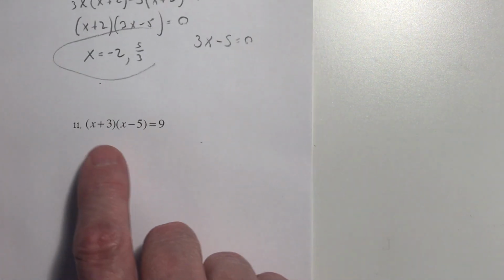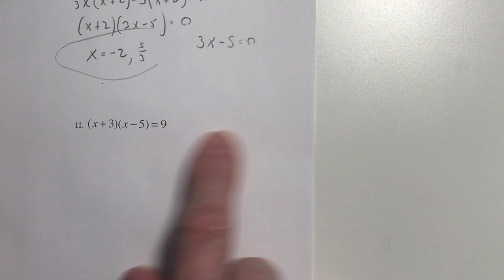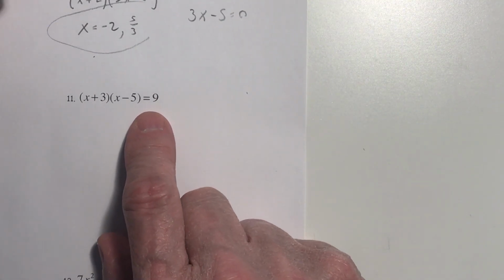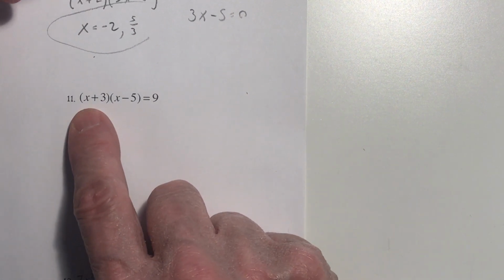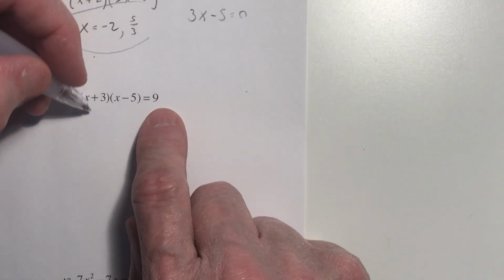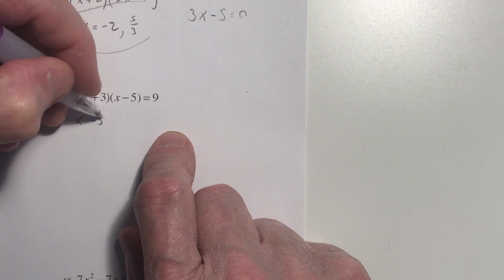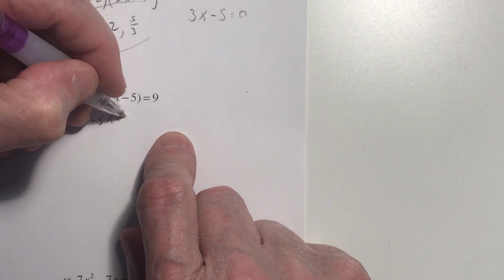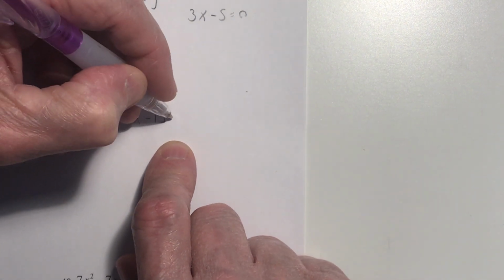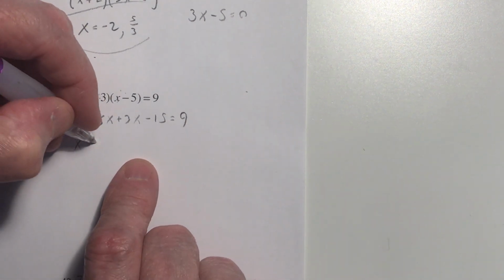Don't fall for this trap. Oh, negative 3, 5. No, those are not the solutions because we don't have a 0 over here yet. This is bad news. You can't do this until you first multiply these out, and you have to subtract 9 from it. This is going to take an hour. x times x, minus 5x, minus 15 equals 9. And then I can change that to minus 2x.